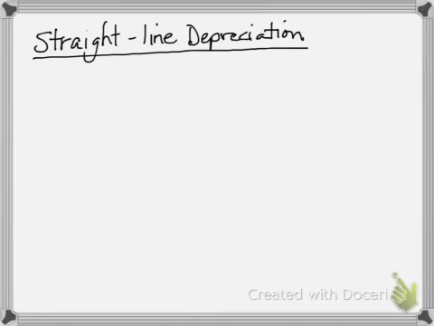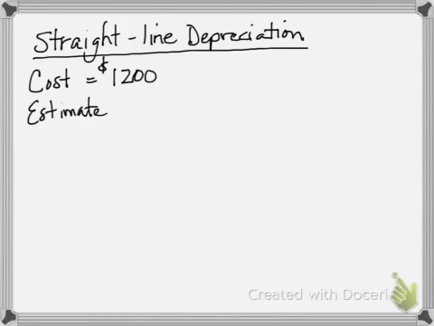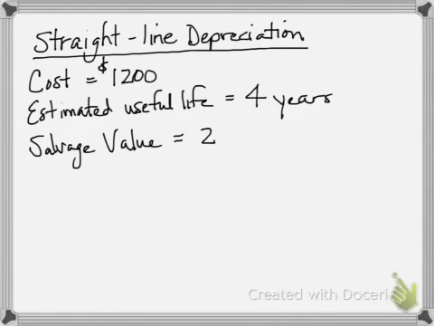Alright, in this video we're going to look at different methods of depreciation. We're going to start with straight line because it's the easiest. And for this example, we're going to assume that we're looking at an asset that has a cost of $1,200, an estimated useful life of 4 years. Notice that this is based on an estimate, and an estimated salvage value of $200. So a lot of depreciation is really based on the company's estimates.